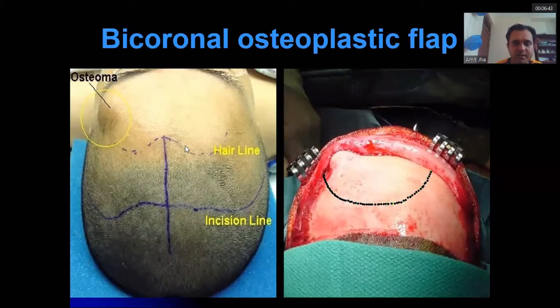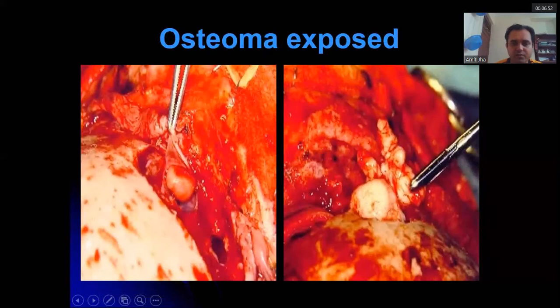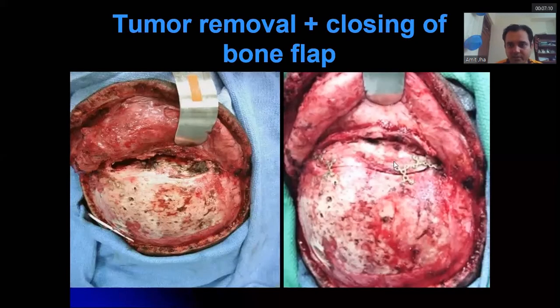incision, and all of this is degloved, and the osteoma is taken out, and then reconstruction is done. So this is how osteoma looks. You don't have to treat it if there are no symptoms. But if it is gradually progressing, increasing in size, causing symptoms like pain and others, then it should be removed. Now the tumor has been removed and the bone flap has been closed. And look here, there are plates and screws, and the bone has been repositioned.